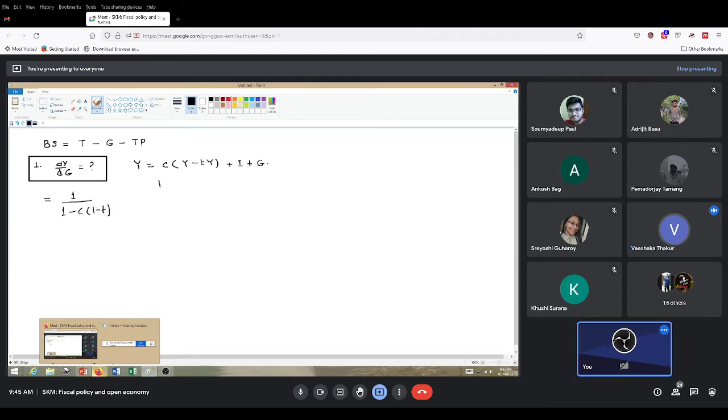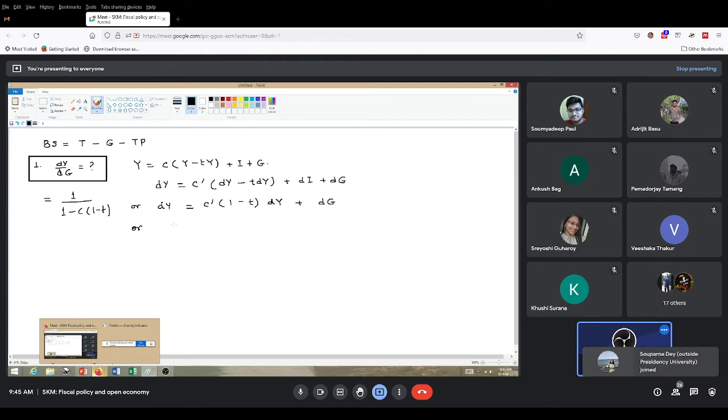Okay. So in case you haven't done it, dY is equal to c prime into this is dY, this is also dY, so this is c prime (1 minus t) dY, dI is 0, or 1 minus c prime (1 minus t) dY is equal to dG.